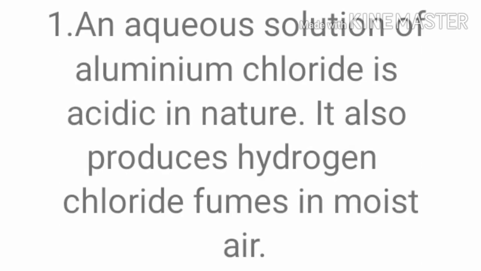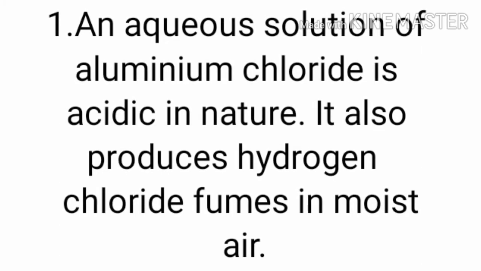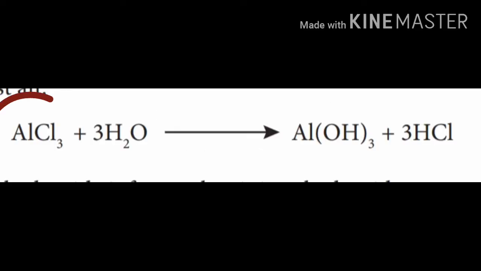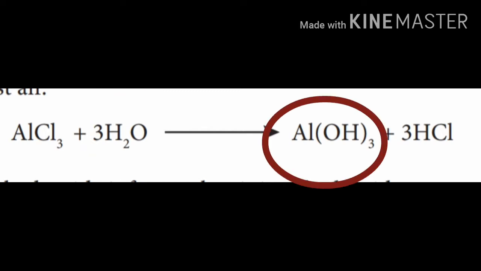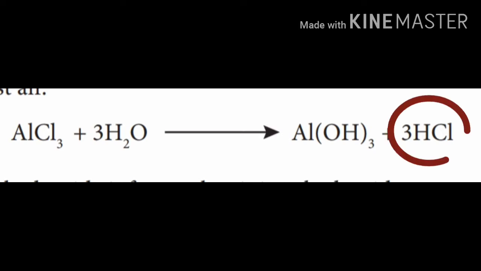You might have seen this in newly packed home appliance boxes. The chemical properties. The first one is the aqueous solution of aluminium chloride is acidic in nature. It also produces hydrogen chloride fumes in moist air. Moist air means water. See the reaction. This is aluminium chloride. When it reacts with moisture, represented here by H2O, that means water, we are getting aluminium hydroxide Al(OH)3 plus hydrochloric acid HCl. Hope you understood the reaction.